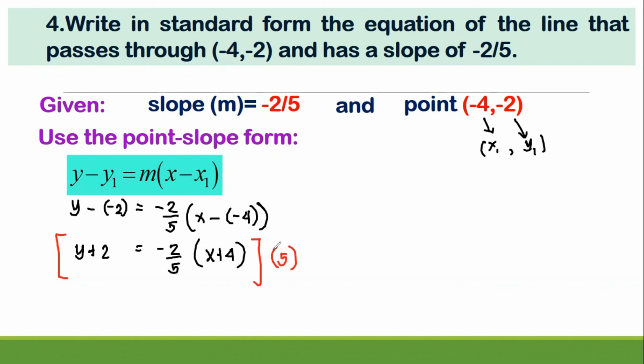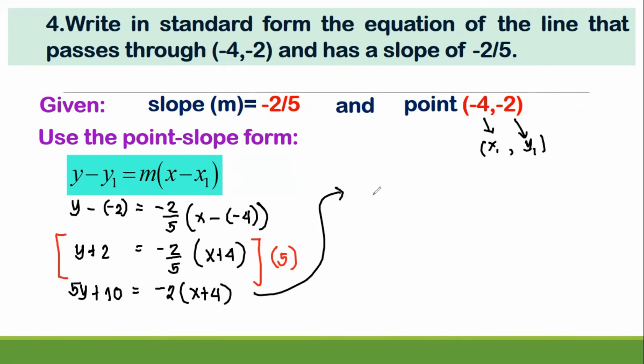We have here 5 times y is 5y, and 5 times positive 2 is positive 10. On the right side of the equal sign, you have to multiply 5 only to the fraction once. You don't multiply 5 to x and 4, because this one is taken as 1. Again, negative 2 fifths times 5. You can do it this way so that you won't get confused: 5 divided by 5 is 1, times negative 2 is negative 2. And then just copy x plus 4.